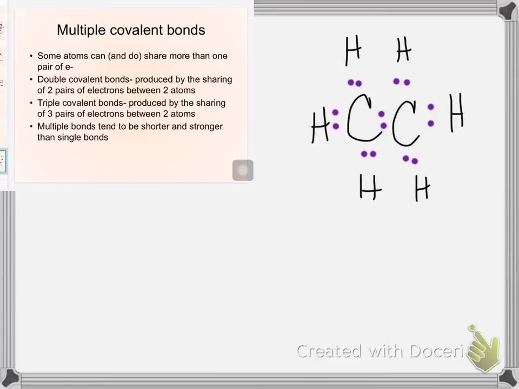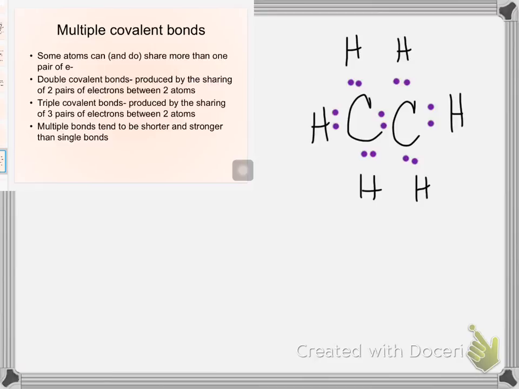Double covalent bonds, sharing 2 sets of atoms. Triple covalent bonds, sharing 3 sets of atoms. I don't know of anything on the planet that does a quad bond. There may be something, but I don't know of anything. Double and triple bonds, though, are really, really common.